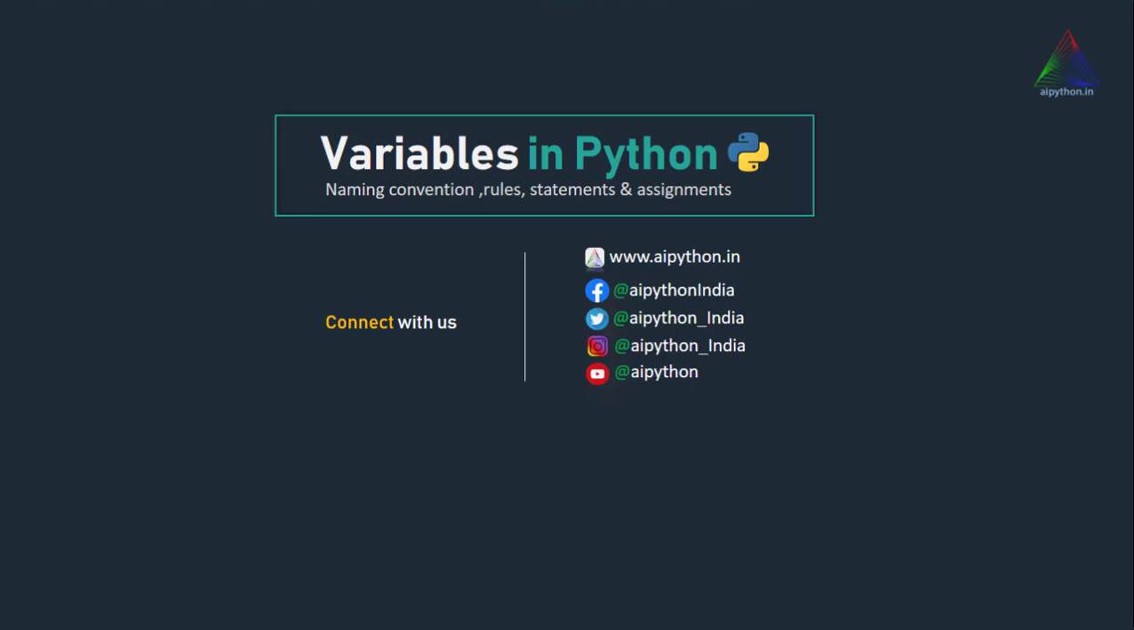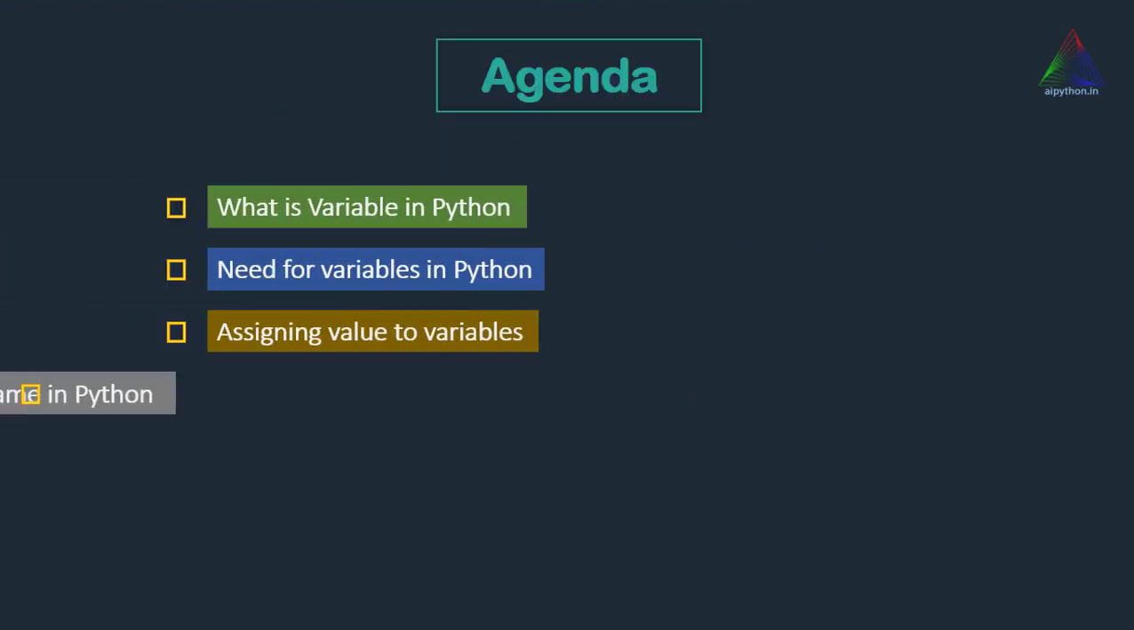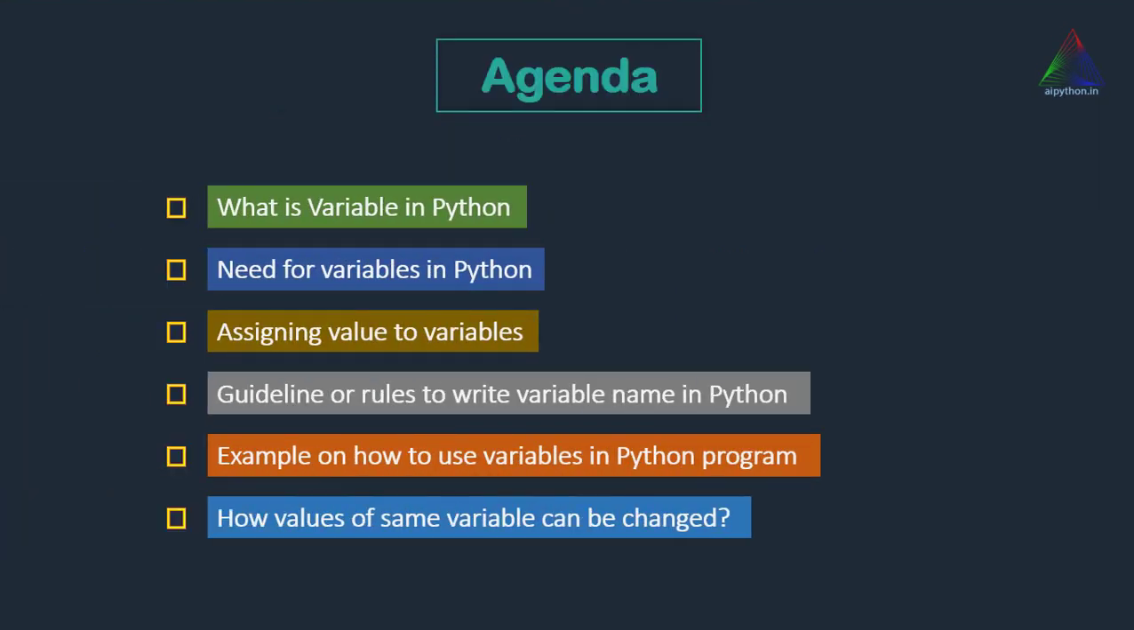So the agenda for today's video is: what is a variable in Python, need for variables in Python, assigning values to variables, guidelines and rules to write variable names in Python, an example on how to use variables in a Python program, and how the value of the same variable can be changed. We'll go through all the agenda in detail.